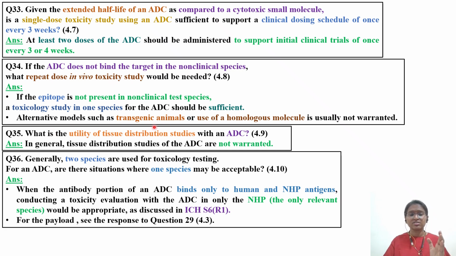Alternative models such as transgenic animals or use of homologous molecules is usually not warranted. Out of all these species, if at least one relevant species is there, that is enough. Please do not go for transgenic animal models or tissue models or homologous models. No need of conducting them. That's what the ICH agency recommends. Next question is, what is the utility of these tissue distribution studies? So with respect to antibody-drug conjugates, you will be getting some questions with respect to biotechnology.